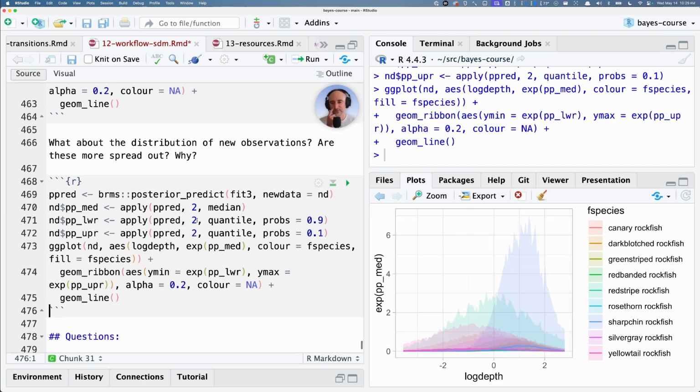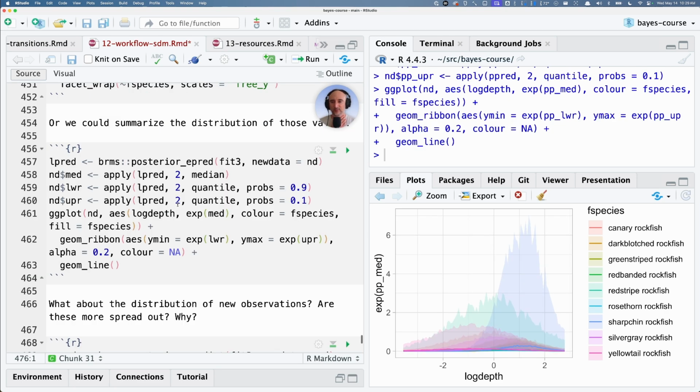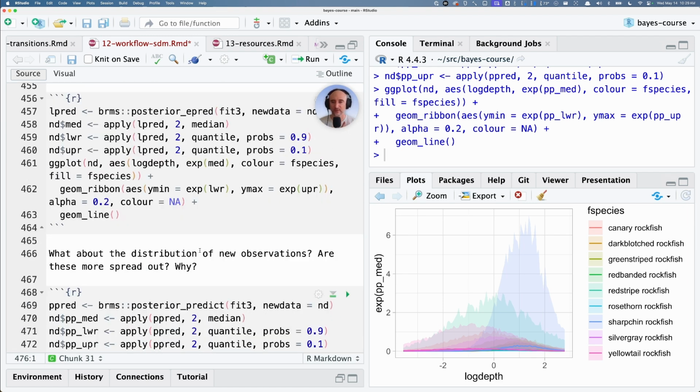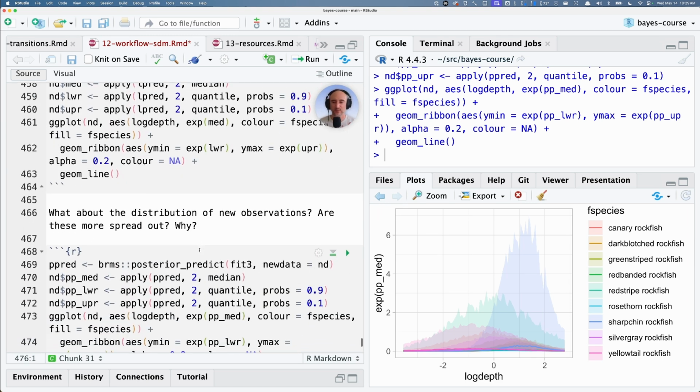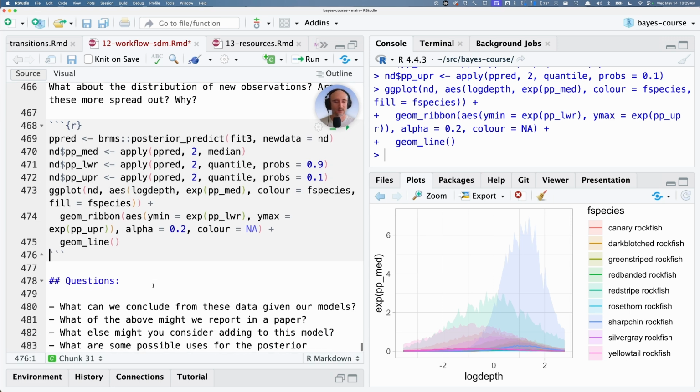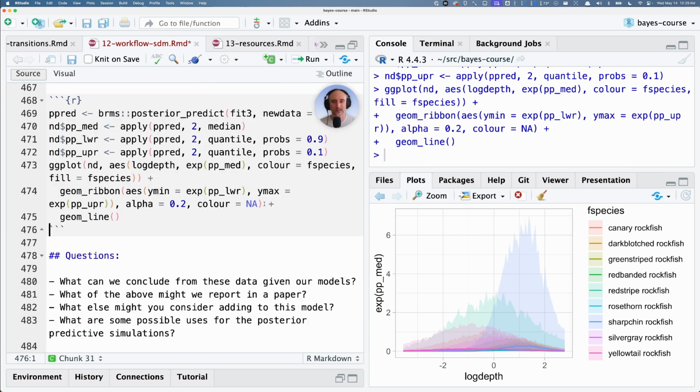So now I've used posterior predict instead of posterior epred. So that's expected predicted values. These are the predictions themselves of new observations. Done the same thing, but there's much wider spread now, of course, because we have the spread of new observations instead of just the expected values. So now we're really seeing the impact there of having higher observation error.